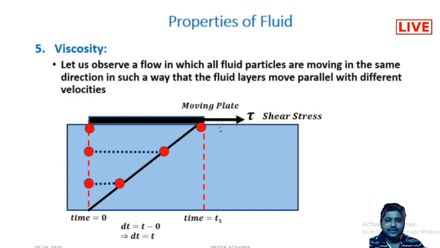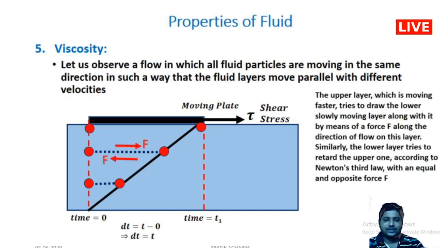And what will happen? This one fluid particle tries to move the second particle along its direction. But the second particle, as its velocity is very less, tries to drag the top fluid particle in the opposite direction. So as a consequence, a shear stress, a shear force, will be generated in the case of this fluid motion. Okay.